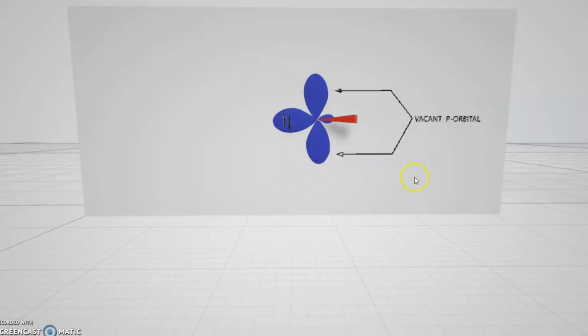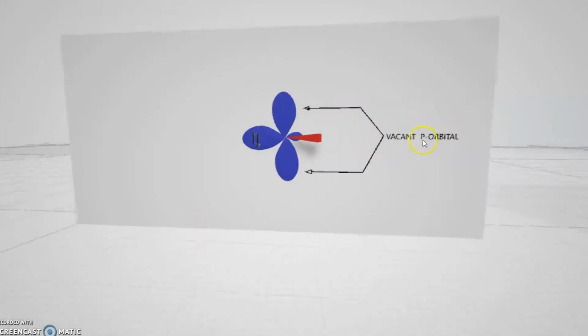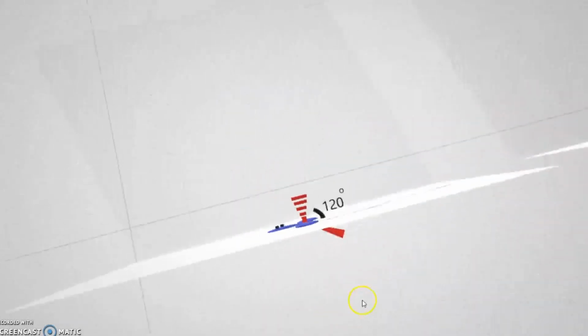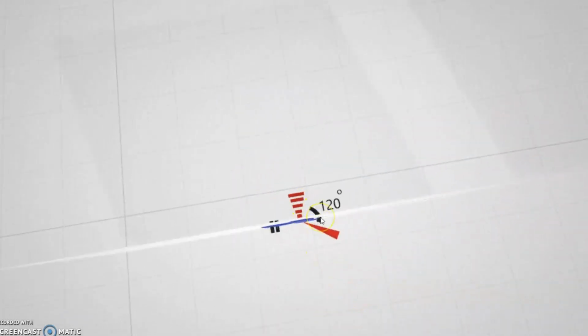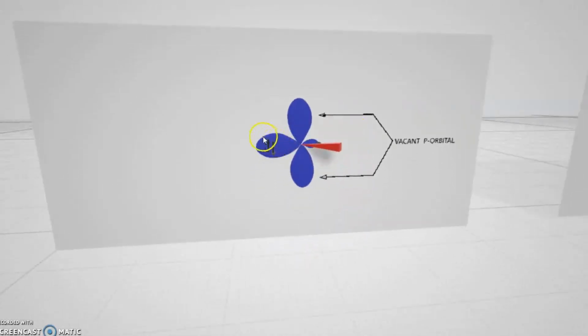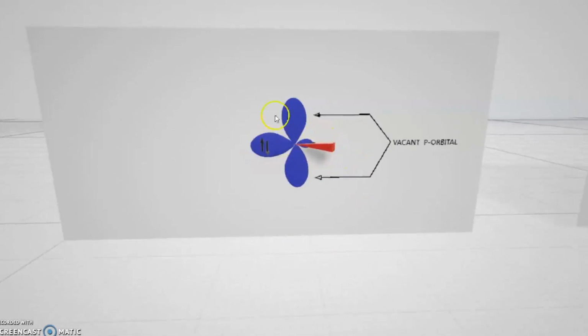This here is a 3-dimensional structure of singlet carbene. As we can see here, one bond is towards us and one bond is away from us, and the bond angle is nearly 120 degrees. Because of the lone pair bond pair repulsion, it may decrease, and we have 2 electrons as a lone pair in the hybridized orbital, and one unhybridized p orbital is vacant.